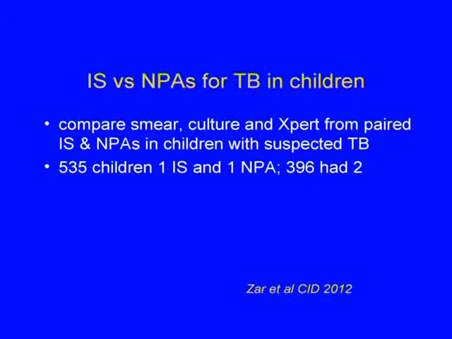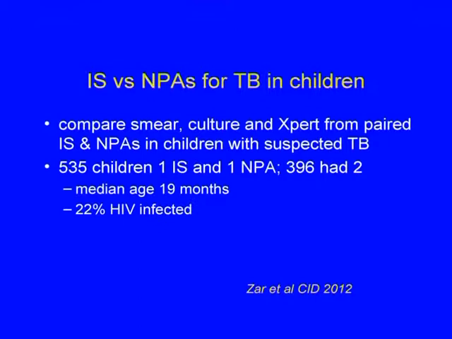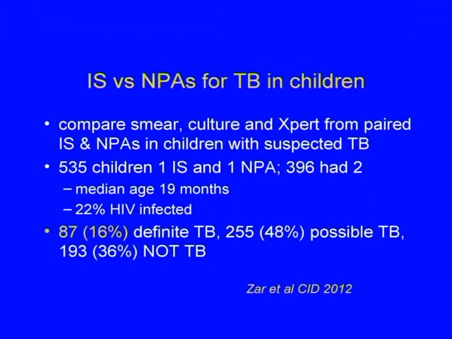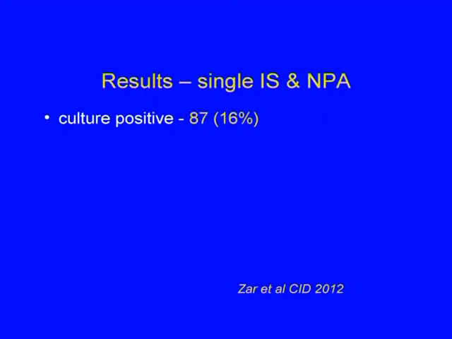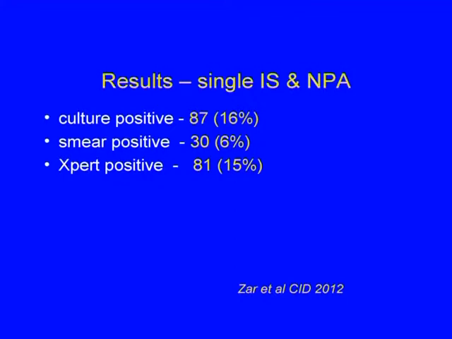Just over 500 children enrolled in the study who had one sputum and one nasopharyngeal aspirate, around 400 with two pairs. Again, median age of a year and a half, and about a quarter HIV infected. Similar rate of culture-confirmed TB, 87 cases of definite TB. And now look at the rates of detection. Culture 16%, smear 6%, Xpert 15%.